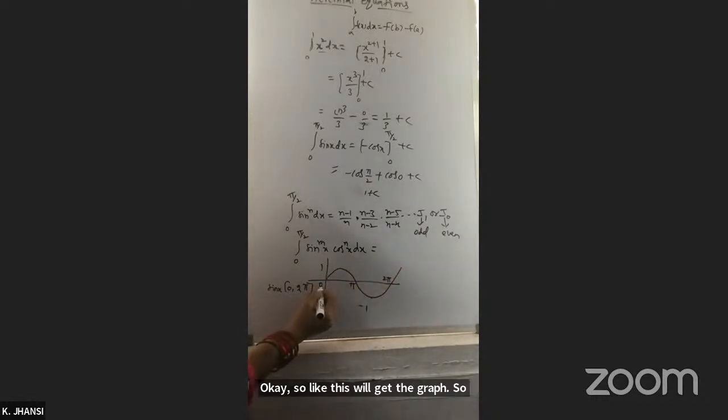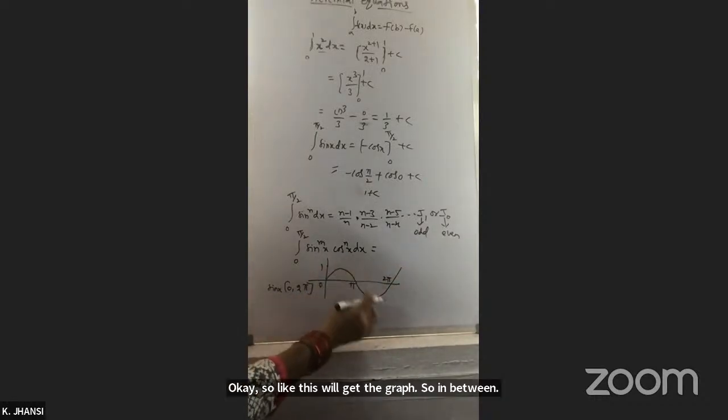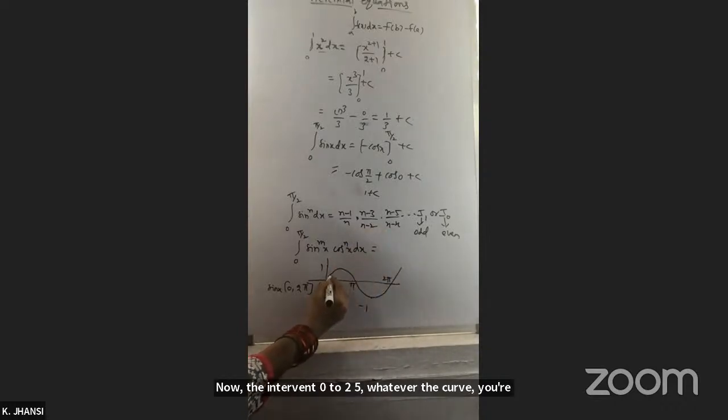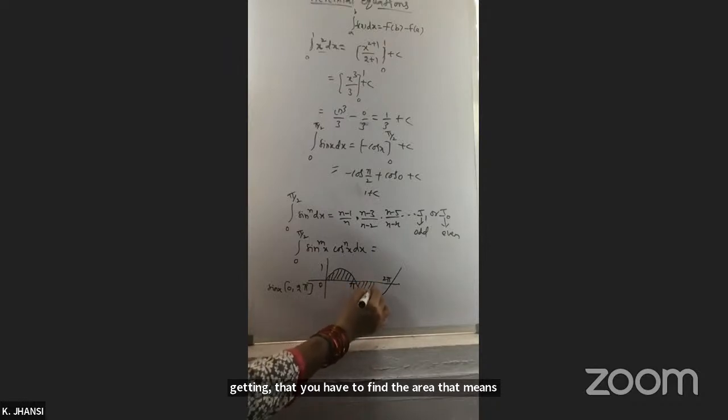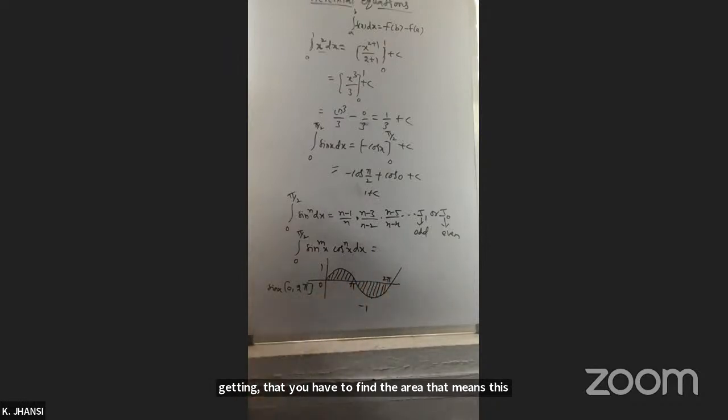So in between the interval 0 to 2 pi, whatever the curve you are getting, you have to find the area. That means you have to find these two curves, upper curve and lower curve, you have to find the area. So such type of problems you will get for the application of integration.